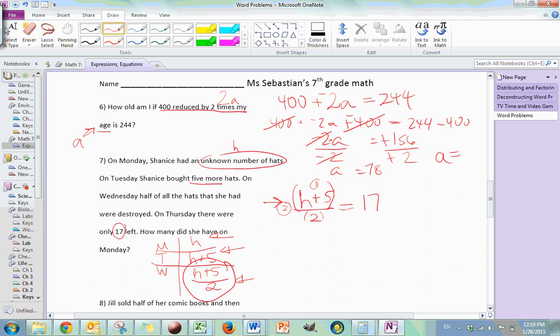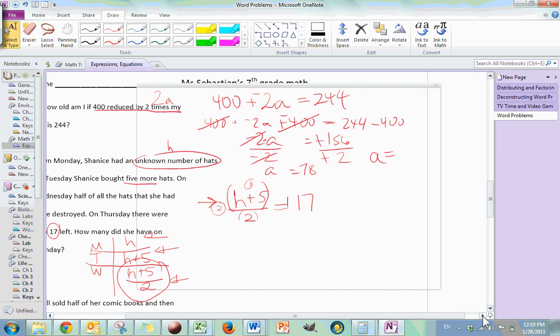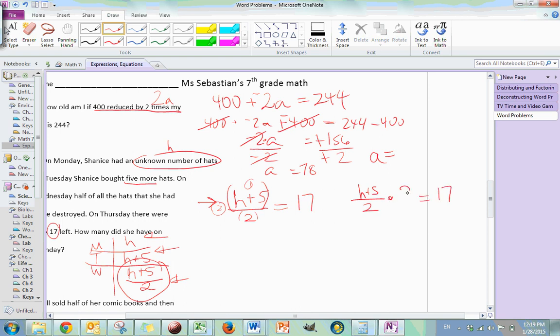So let me rewrite the problem. (H plus 5) over 2 equals 17. And both sides get multiplied by 2, which is the same as 2 over 1. Not that that's a big deal. Okay, so those cancel out. And dividing by 1 doesn't change anything. So I just have h plus 5 equals, and I do my multiplication here, and that's what I get at this stage.